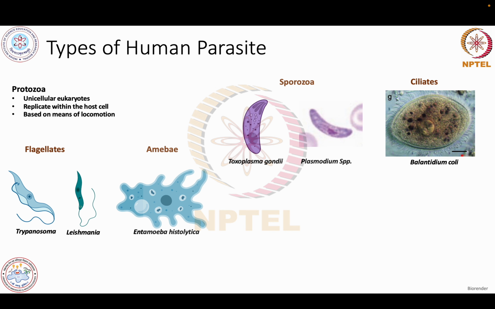So, different types of human parasites. Protozoa are unicellular eukaryotes. They replicate within the host cell. We can divide them based on different means of locomotion. So they can be flagellates, example: Trypanosoma, Leishmania. Amoeba, example: Entamoeba histolytica. Sporozoa: Toxoplasma gondii or Plasmodium species. Ciliates: Balantidium coli.